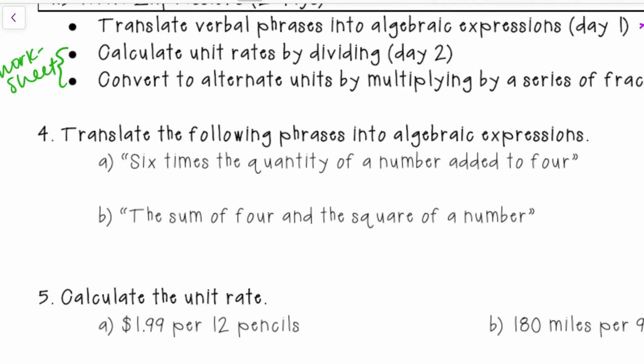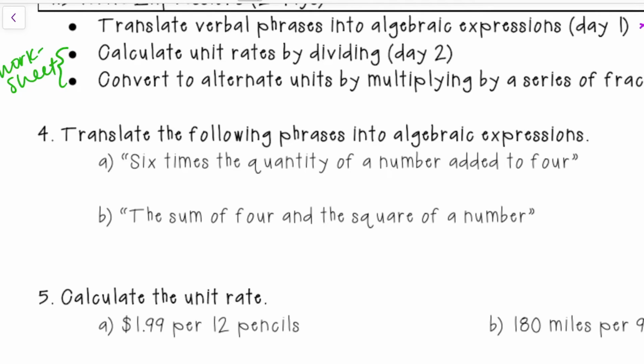For problem number 4, this would obviously go with our first bullet point, translating verbal phrases into algebraic expressions. What we see are words, and we literally translate them into math symbols and numbers. So: 6 times the quantity of a number added to 4. The hardest thing with these problems is that sometimes when you read them, it doesn't quite jump out at you. If you ever get stuck, reread the problem and put different emphasis on different words and see if that helps, kind of like I did when I read it.